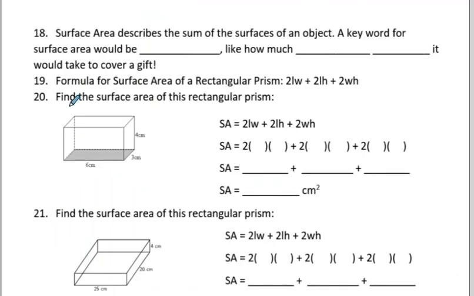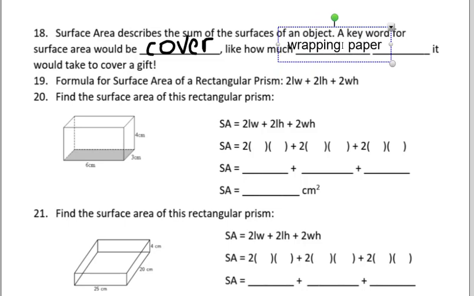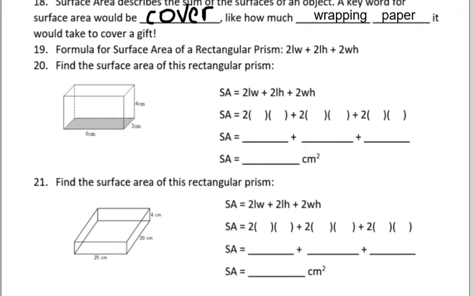All right, moving on to surface area. Surface area describes the sum of the surfaces of an object. It has to be a 3D object. So a key word for surface area would be cover, like how much wrapping paper it takes to cover a gift. Our formula for surface area is a little bit more complicated than volume. It looks a little bit longer, right? Volume is length times width times height. But this one has 3 different parts, okay? As long as we keep those 3 different parts separate, all will be fine.